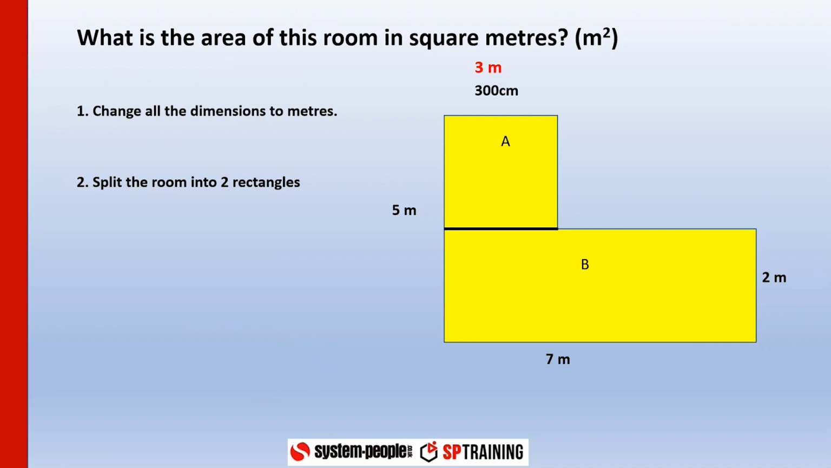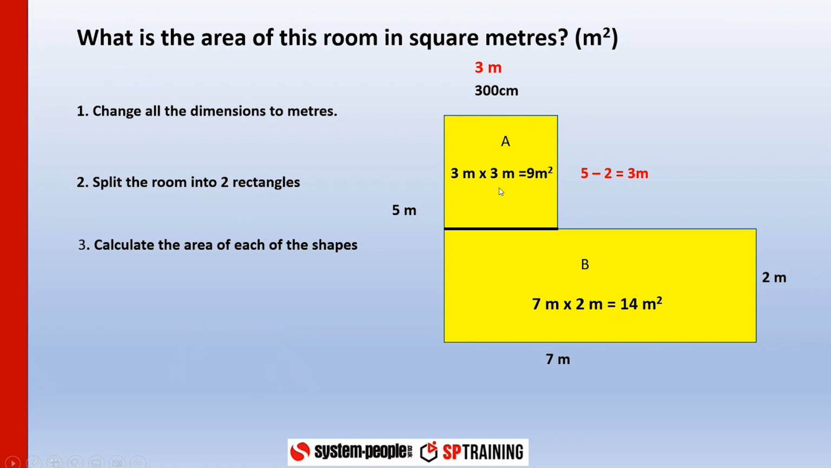And then we work out this side here, which is going down this side, which would be 5, take away the 2, which gives us 3. So we've got a square 3 by 3, and we've got another rectangle 7 by 2. And then we calculate the area of each of these shapes. So we've got 7 times 2, which is 14 meters squared. And we've got 3 times 3, which is 9 meters squared.